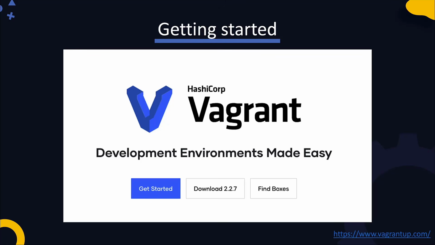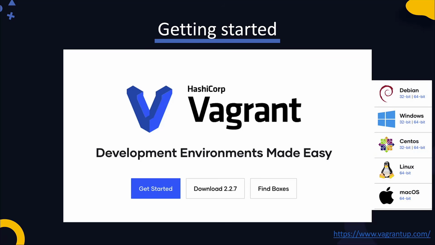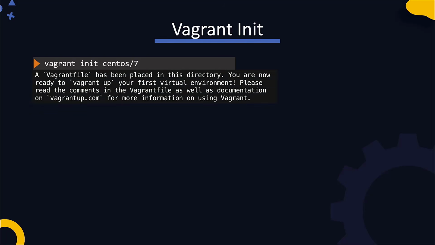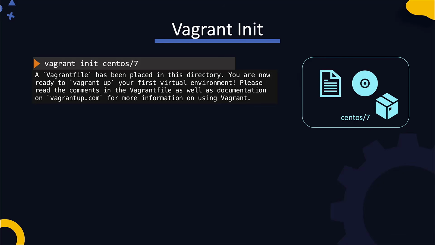To get started, visit vagrant.com and click on the download option, and then download and install the appropriate version for your OS. Once installed, run the vagrant init command and specify the name of the box you'd like to deploy. I'd like to deploy a CentOS 7 box. So what is a box? A box is a Vagrant term and refers to a packaged format of a Vagrant environment. It contains an OS image as well as scripts required to configure the environment.